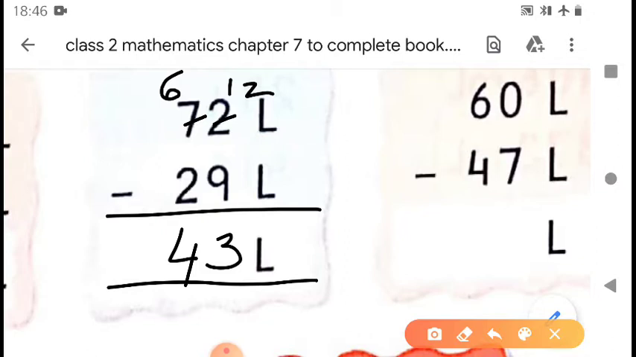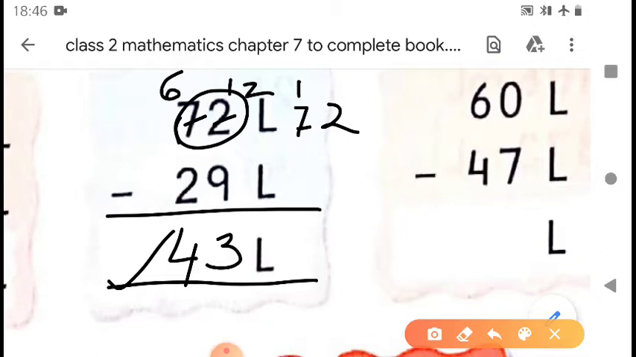Now just check your subtraction. आप subtraction check करो कि correct किया है या नहीं. So when you check, 9 plus 3 is equal to 12. 2, we carry over 1, and 4 plus 2, 6, plus 1, 7, which is your bigger number. That means your subtraction is correct.